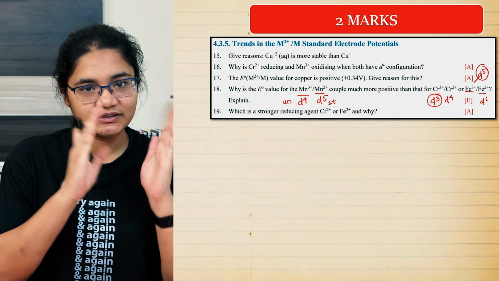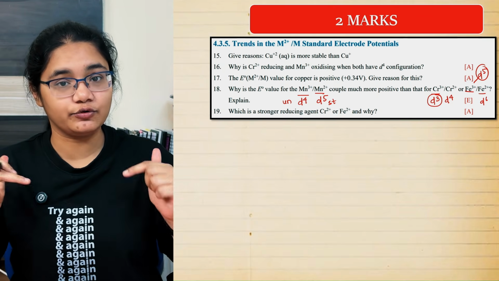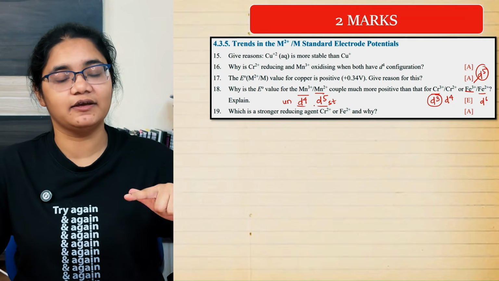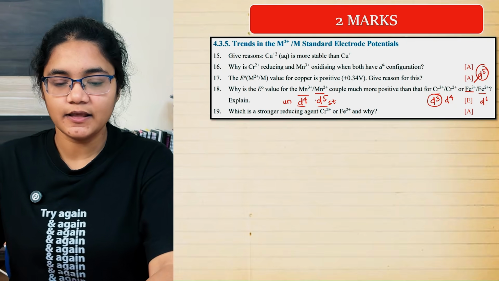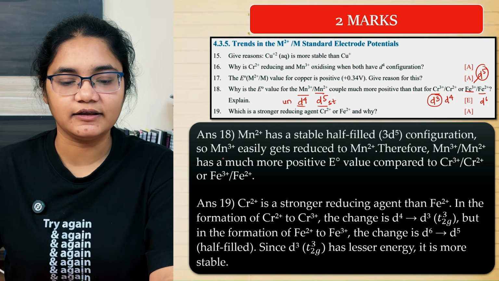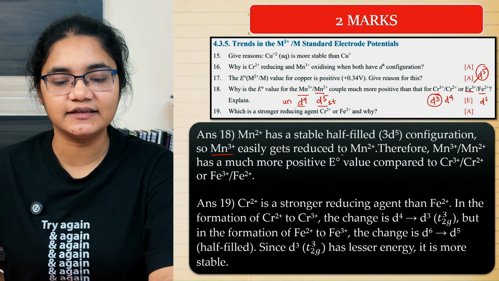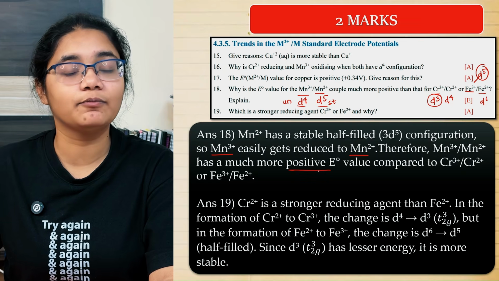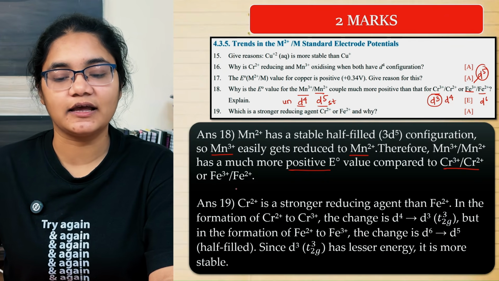So when you are going from a stable state to an unstable state, the E0 value will decrease. But when you are going from an unstable state, that is D4 to D5, then the E0 value will be very high. So you can see here, Mn+2 has a stable half-filled D5 configuration. So Mn3+ easily gets reduced to Mn2+. Therefore, Mn+3 to +2 has a more positive E0 value compared to Cr+3 or Fe+3.